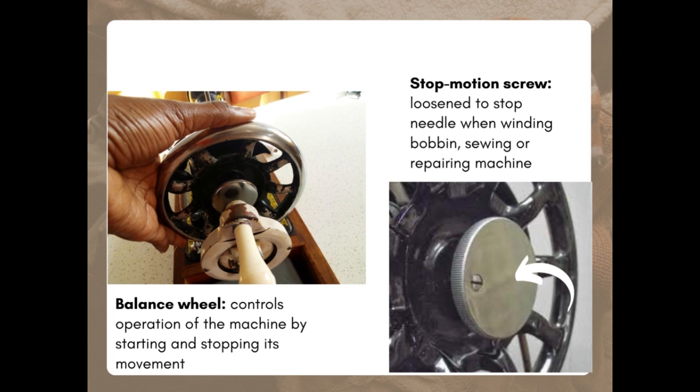The stop motion screw, on the other hand, is on the side of the balance wheel, and it helps to stop the needle when loosened. So the needle can be stopped when you're winding a bobbin, when you're not sewing, or when you want to repair the machine. Why would you want to stop the needle? Because it may break if not stopped when not stitching. For example, if you're winding a bobbin and you don't stop the needle, the likelihood of breaking the needle is higher. So you use the stop motion screw to stop the motion of the needle.